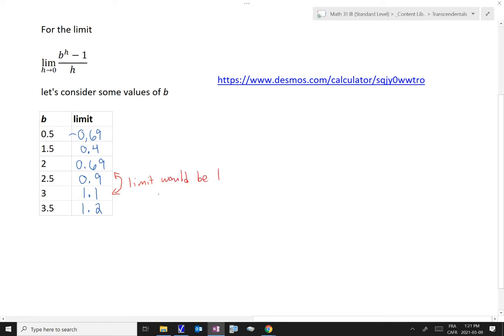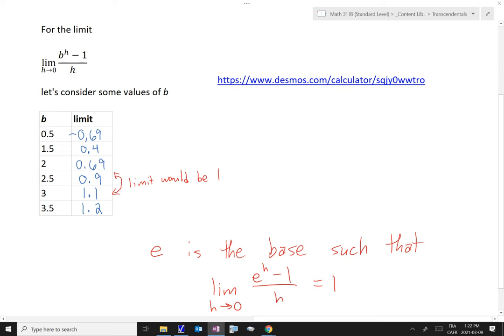For some value between 2.7 and 3. And this is where e comes from. e is the base that is chosen such that this limit equals 1, such that the limit as h approaches 0 of (e^h - 1) over h equals 1. That's why we refer to e as the base of the natural logarithm. It's why we call it natural. It's because it's what happens when that limit is 1.